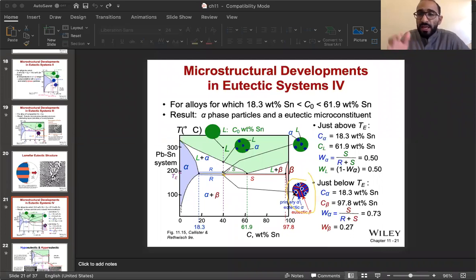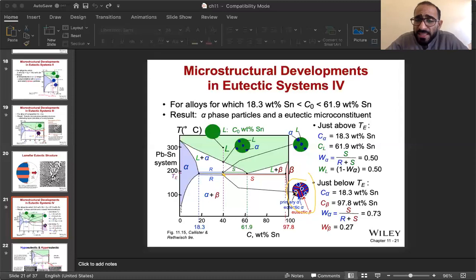At this point you have a composition that is lower than the eutectic composition. What's going to happen? How many phases exist? We have alpha and we have beta, but we have two types of alpha. You have primary alpha that's already formed before the eutectic temperature, and you have eutectic alpha that's the result of the liquid transformation as you cool it below the eutectic temperature.